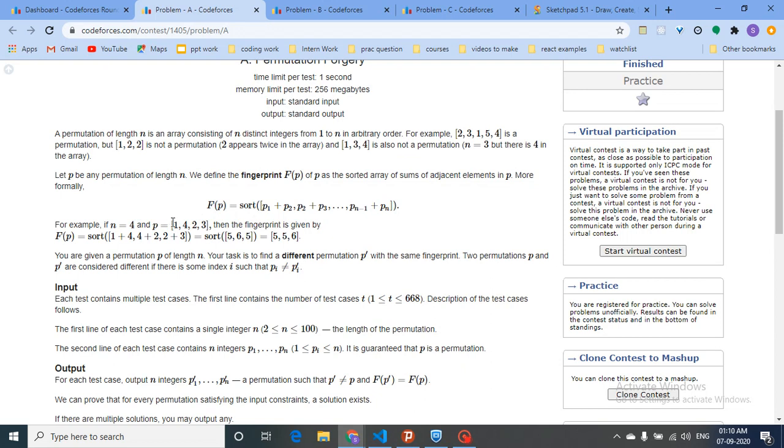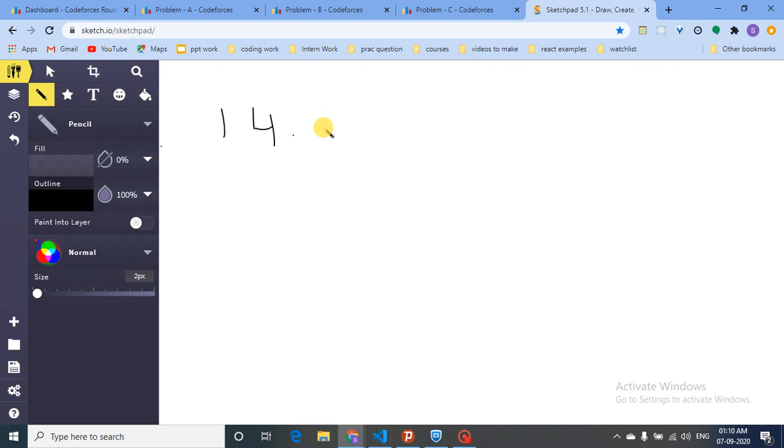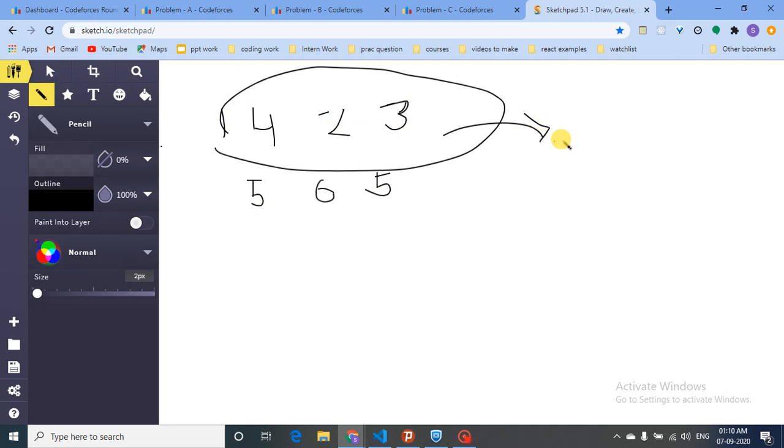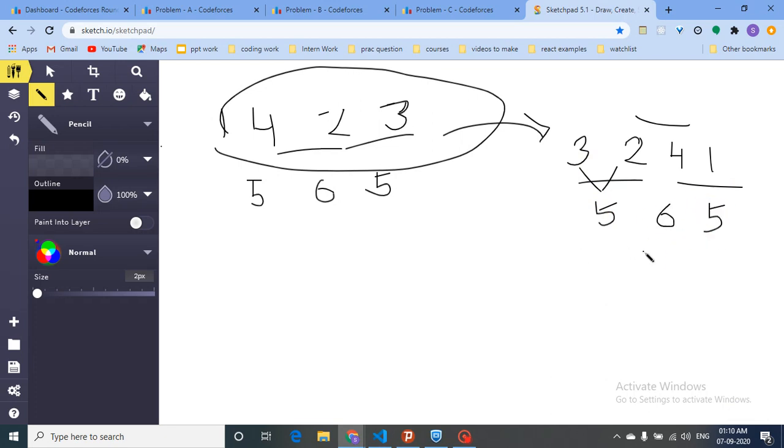So if this is one permutation, let's take 1, 4, 2, 3. If you take the summation of the adjacent numbers, it's 5, 6 and 5. If you reverse this whole array, it forms 3, 2, 4 and 1. Again the numbers are adjacent and consecutive, so if you add them it again gives 5, 6 and 5, and if you sort them, because both arrays give the same sums, they will be the same. So that's the whole logic.